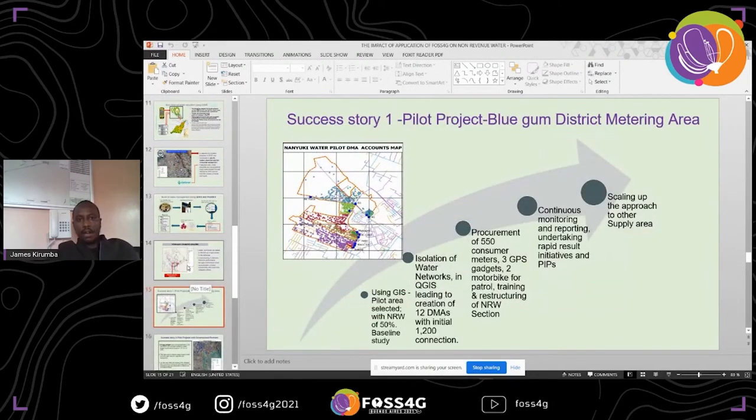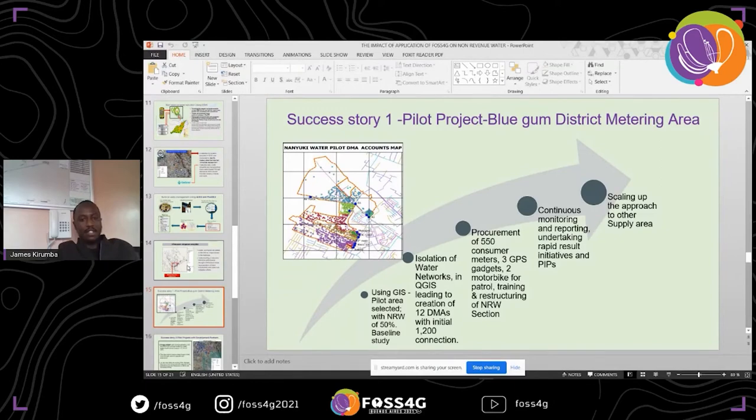I'll give a success story of a pilot project. The project name is Blue Gum District Metering Area. This is an area that had issues with water loss, water theft, unknown pipes, pipes passing on customers' land. And using QGIS, we were able to demarcate that area. The area was selected and it had a non-revenue water of 50%.